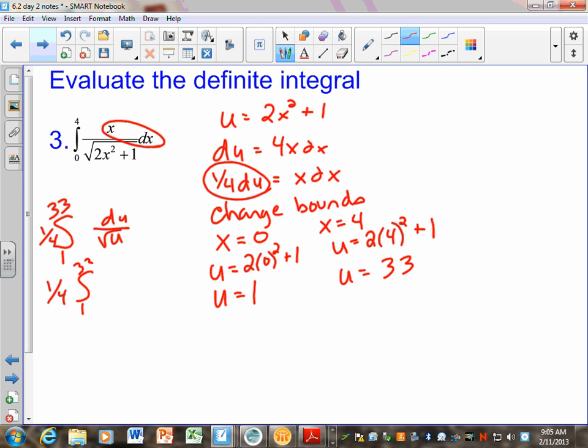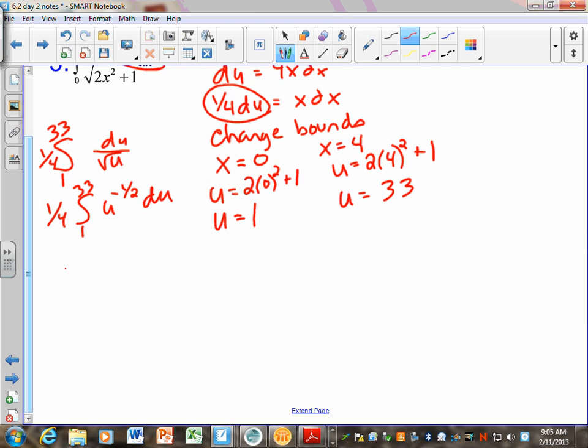I'd do better writing this as u to the negative 1 half. And how am I going to integrate that? Add 1 and divide by that, right? So what if I add 1 to negative 1 half, what do I get? I get u to the 1 half, and when I divide by 1 half, that's the same as multiplying by 2 out here. I'm not going to put a plus c, because I'm going to integrate that from 1 to 33.